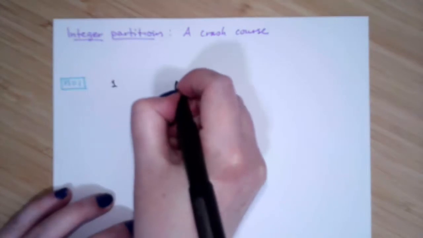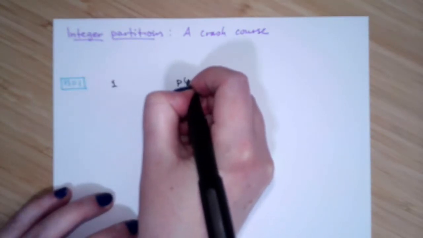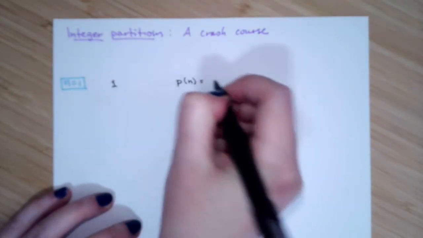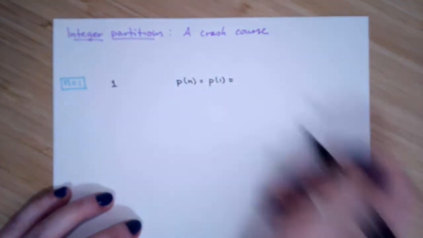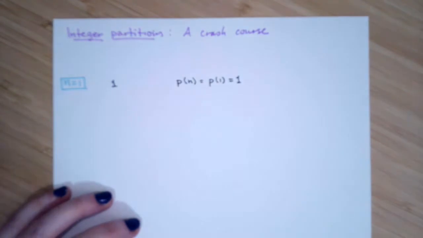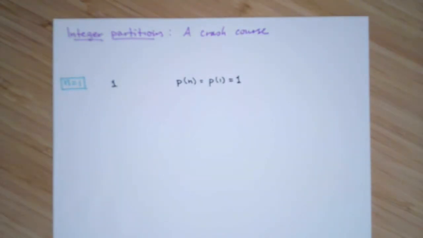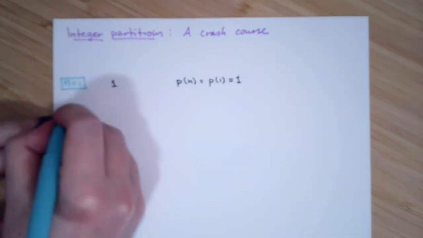So what that tells you is if somebody asked, what is the number of partitions of the number 1, or how many different partitions of the number 1 there are, you'd say there's just one of them. Now, we can also do this for the next several integers.